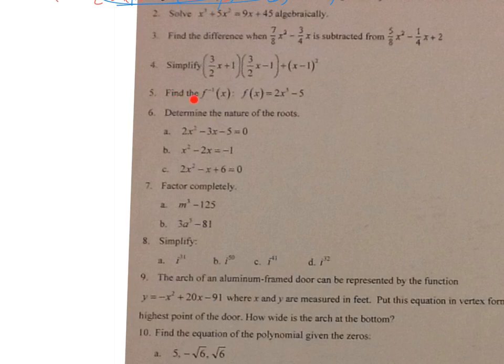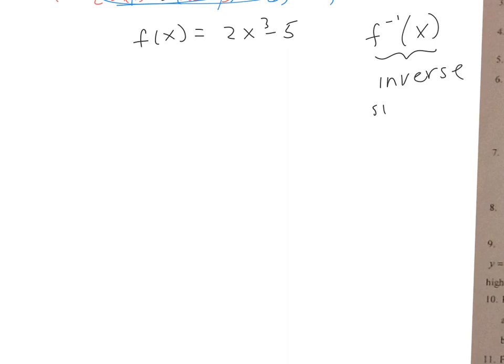Okay, so let's take a look at number 5. It says to find this here. That notation, that -1, that means the inverse of this right here. So inverse means to switch x and y. So I have this function, f of x, is equal to 2x to the third minus 5. So I want to switch x and y. That's what this means here, f to the -1 of x. That means inverse. And inverse means to switch x and y.